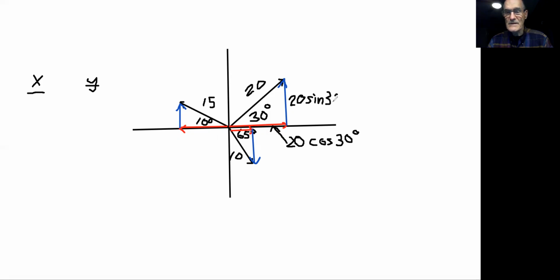So now that's the case in every situation. So if I look, I've got for my first component for the 20 unit vector, I've got 20 cosine 30, and for my y component, I have 20 sine 30.